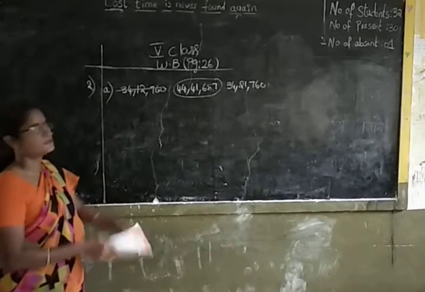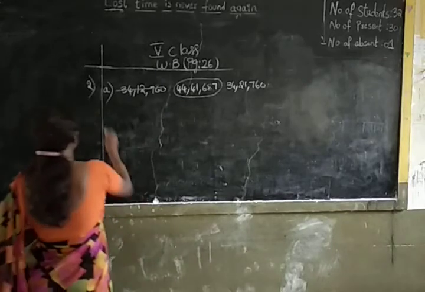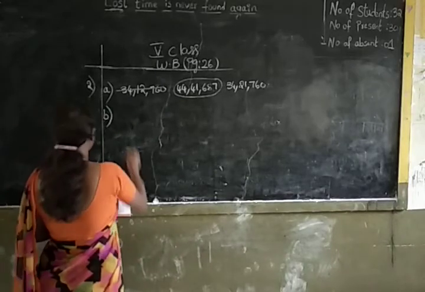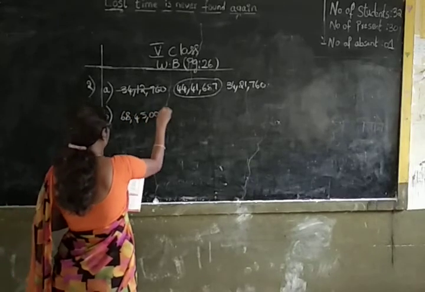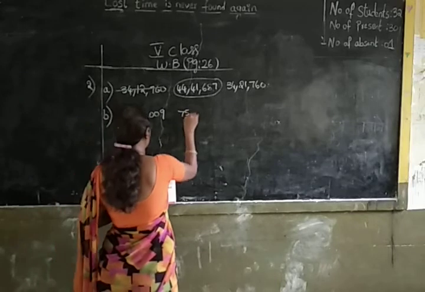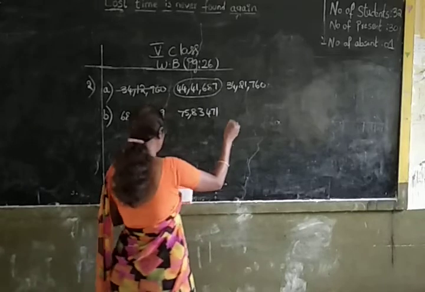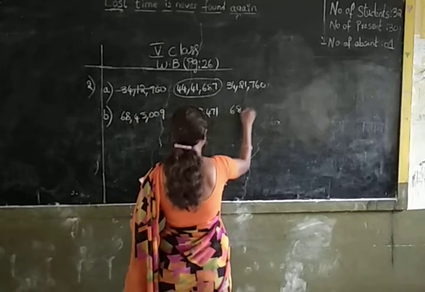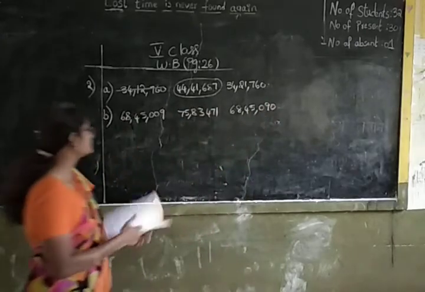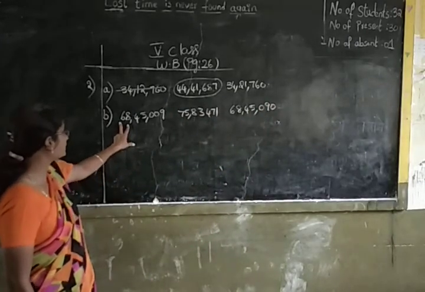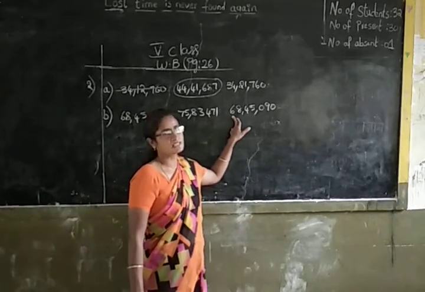Okay children, did you understand? You have to circle the largest number and cross away the smallest number. Now let us do the B sum. 68 lakhs 45,009, 75 lakhs 83,471, 68,45,090. Among these numbers, this one is having 68 in lakhs period, this number is having 75 in lakhs period, and this number is having 68 in lakhs period.